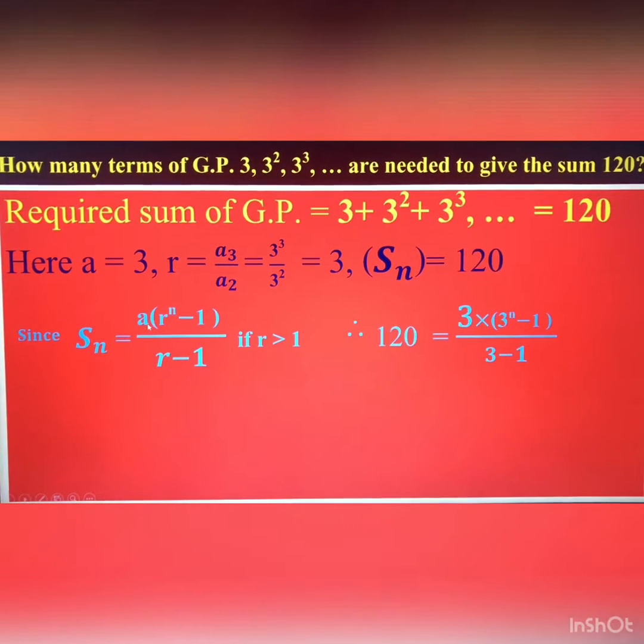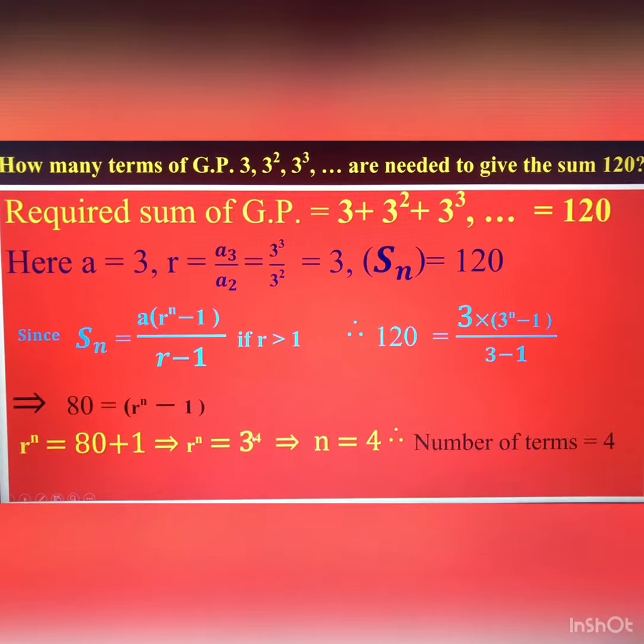So putting the values of a and r, we will get 120, which is the sum of all terms, equal to 3 into 3 raised to the power of n minus 1 divided by 3 minus 1. We will get 80 equal to 3 raised to the power of n minus 1, that is 3 raised to the power of n equal to 80 plus 1, which means 81. 81 we can write as 3 raised to the power of 4. So now comparing this, we will get n equal to 4. The number of terms is 4.